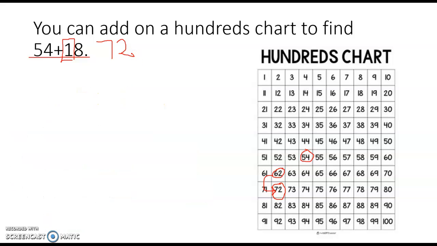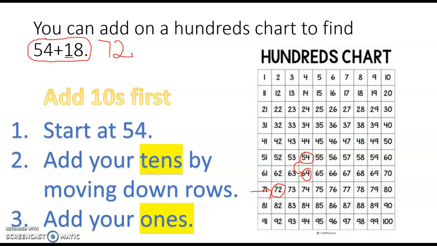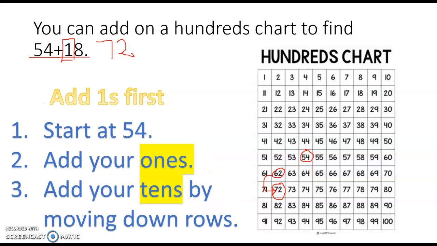So my first strategy was that I could add my tens and then my ones. My other strategy was to add my ones and then my tens. Please notice I still got the same answer. You're going to be practicing using a hundreds chart today to help you solve addition problems.